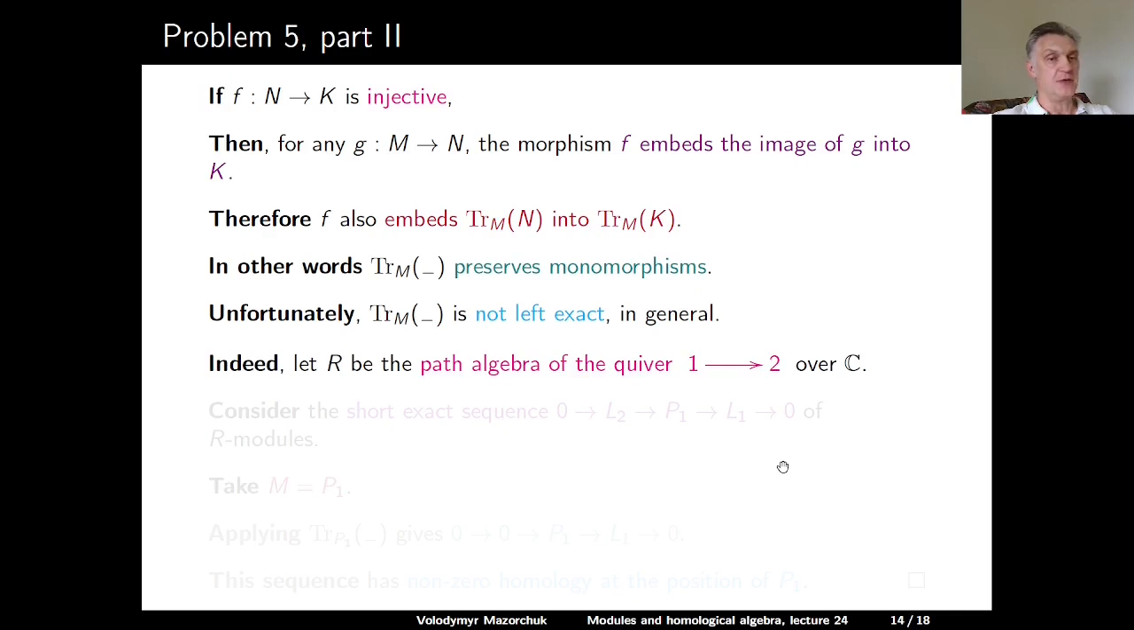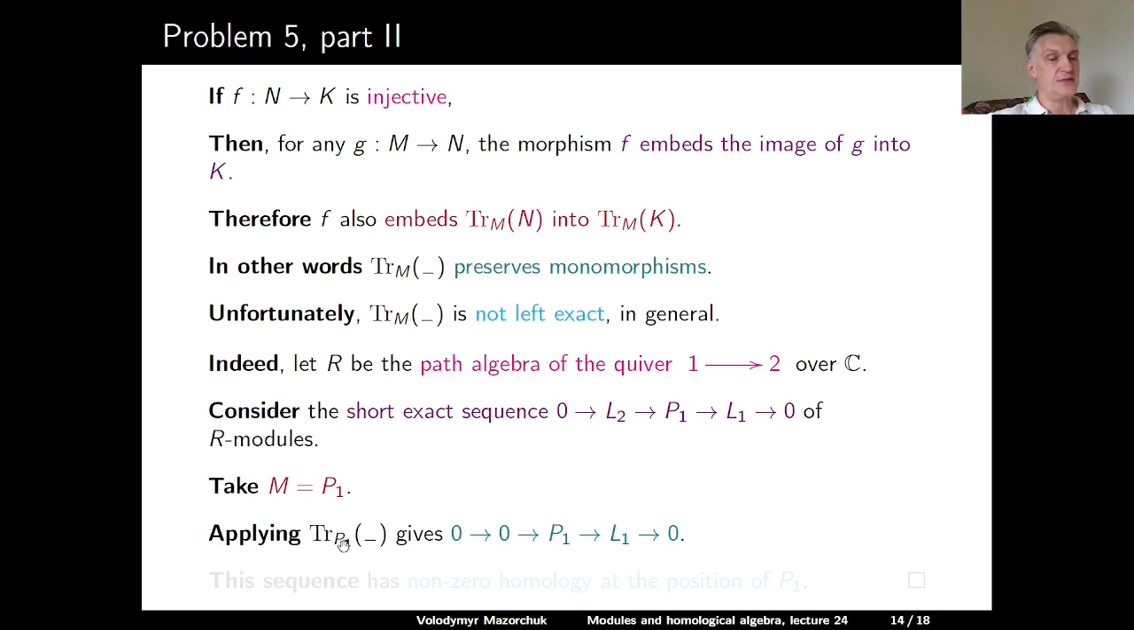Here is a counterexample. Let R be the path algebra of the following quiver, so we have two vertices 1 and 2, and one arrow from 1 to 2, over the complex numbers. Consider the short exact sequence 0 goes to L2, goes to P1, goes to L1, goes to 0 of R modules. And take as M the projective module P1.